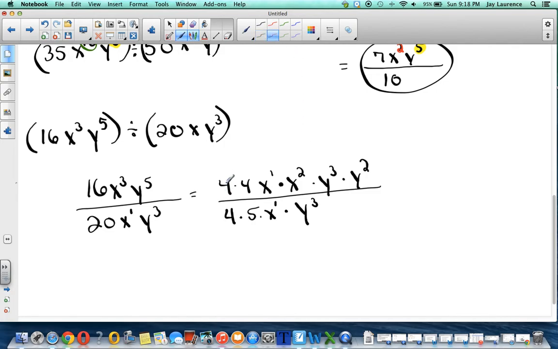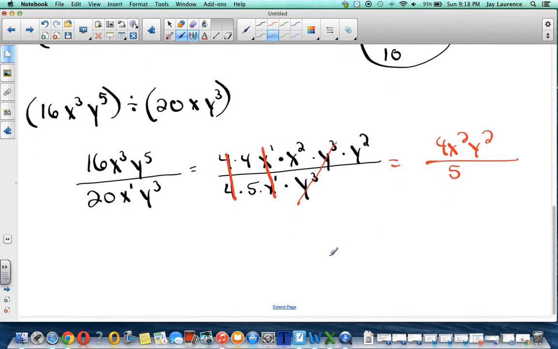And so what's going to happen? The 4's will cancel out, the x to the 1st will cancel, and the y cubes will cancel, leaving me with a numerator of 4x squared, y squared, and a denominator of 5. Now, it won't always be the case that the denominator will be like that. We'll talk more about that in the next couple of days.